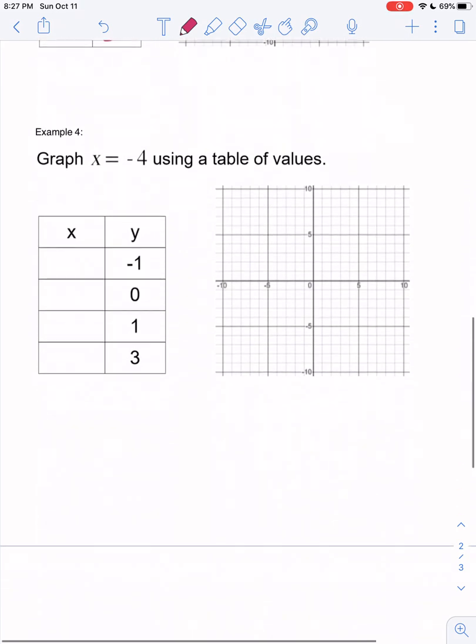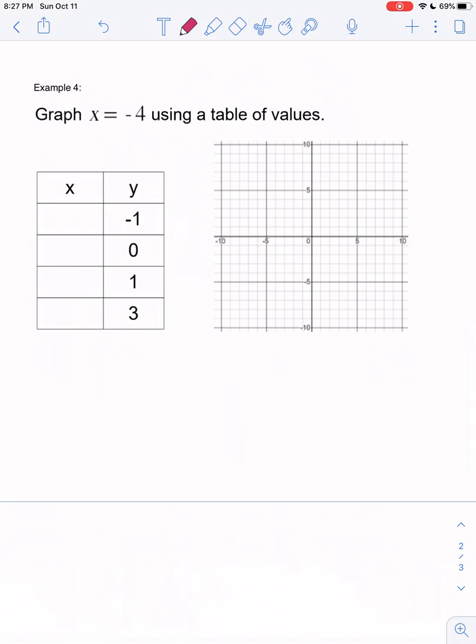And the last one I want to talk about is, what does an x equal look like? So this one, we have to be a little bit tricky. We have to say, hey, we're going to choose values of y. So just like the one we did before, y equals negative 1, what? It doesn't change anything. There is no y in the equation, so x still is negative 4. No matter what we choose, x is going to be negative 4.